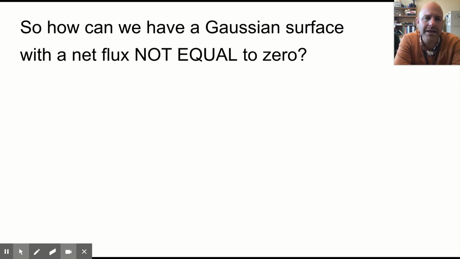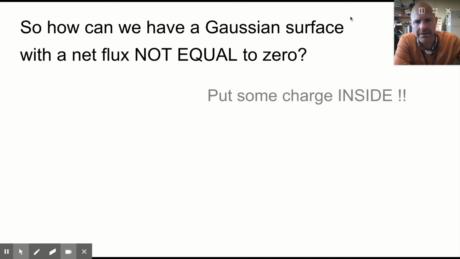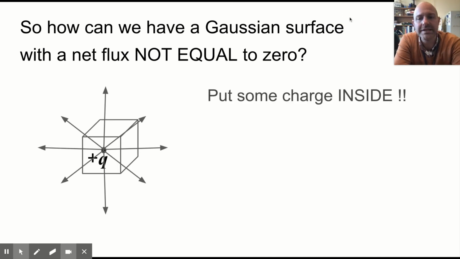So how would we get a Gaussian surface with a net flux that is non-zero? You might say, well, that causes problems, so why would I even want to do it? Well, the reason is that if the flux is always zero, then Gauss's law doesn't really tell us anything. But if you put some charge inside, it's easy to get this. Electric field lines go out from positives and into negatives. If you put a single charge inside a Gaussian surface, then certainly there will be electric field lines going out of it or into it, depending on whether it's positive or negative.